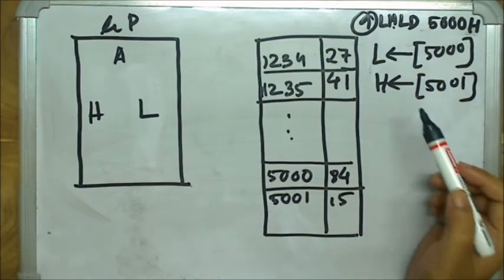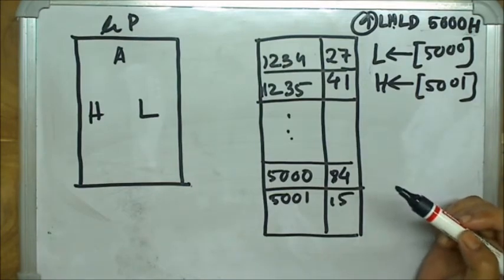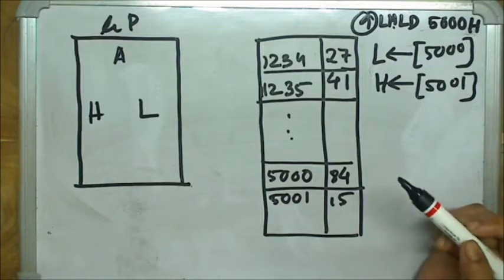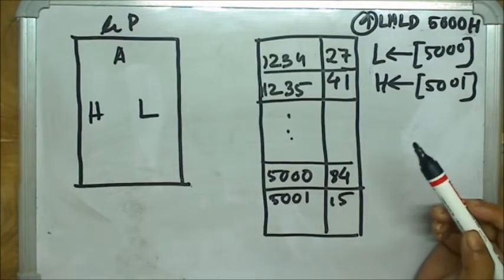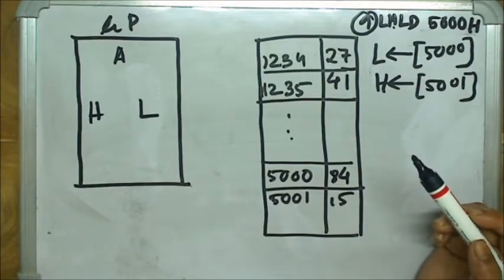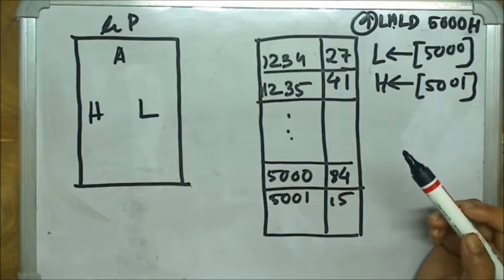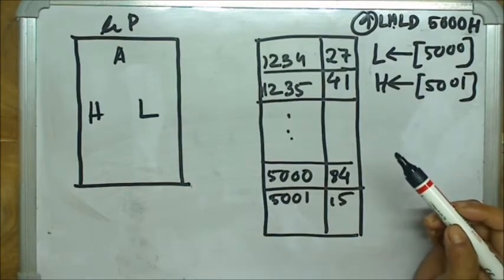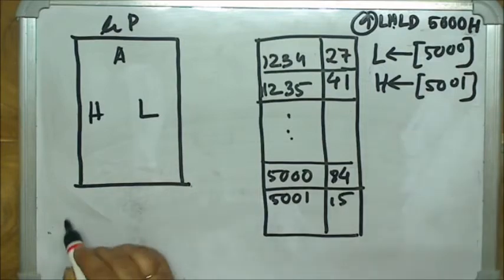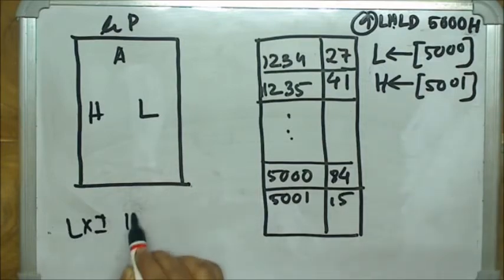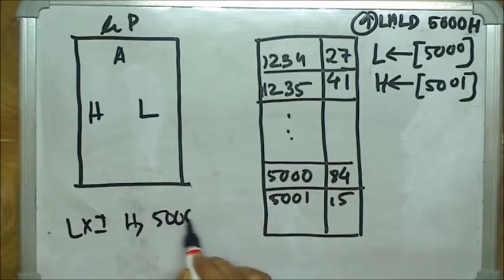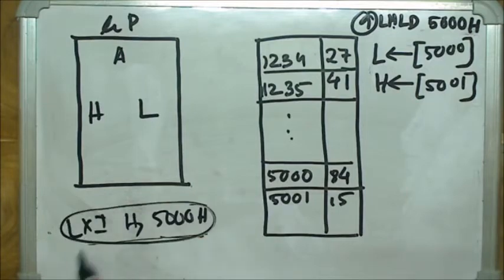LHLD means load HL pair directly. Don't think the HL pair will be loaded with 5000H. No, this is wrong. If we want to initialize the HL pair with 5000H, which instruction would we use? We would use LXI H, 5000H. Then the HL pair will be loaded with 5000H.